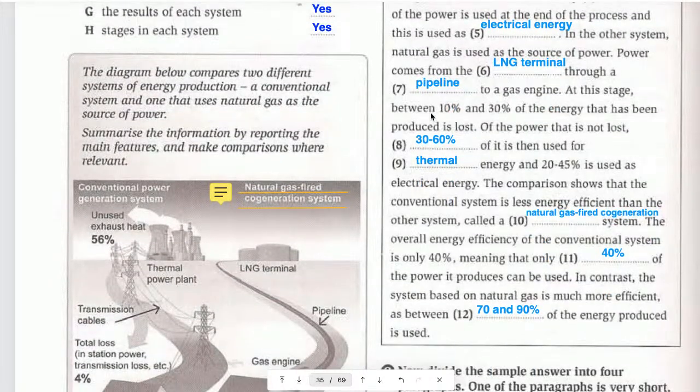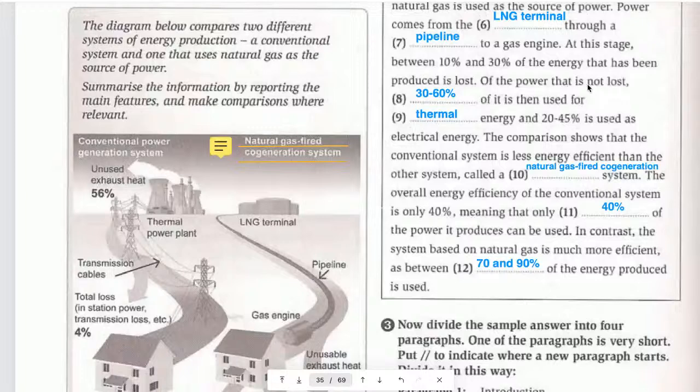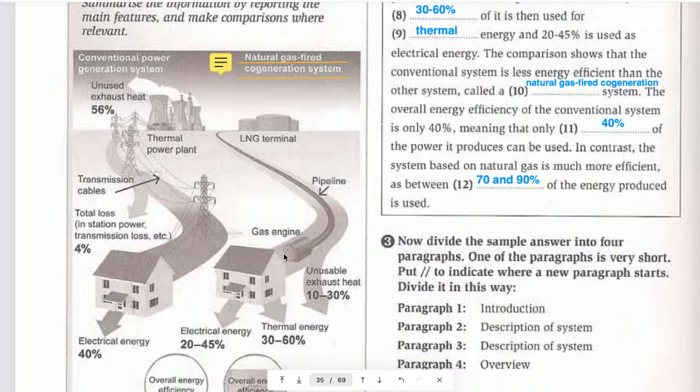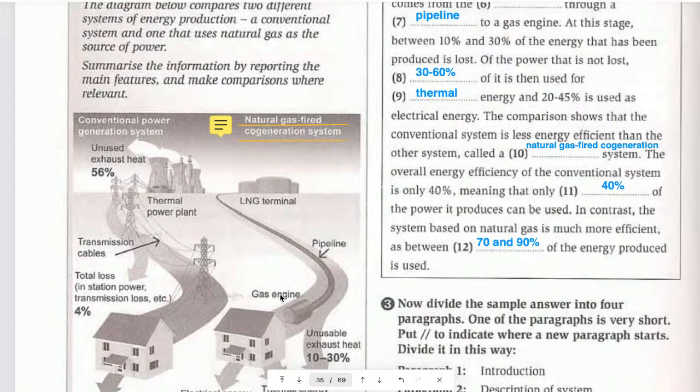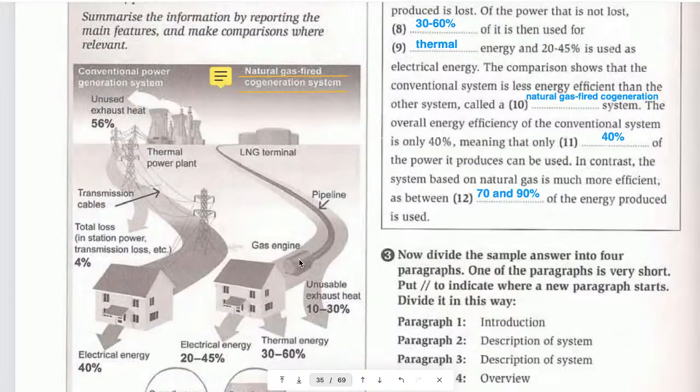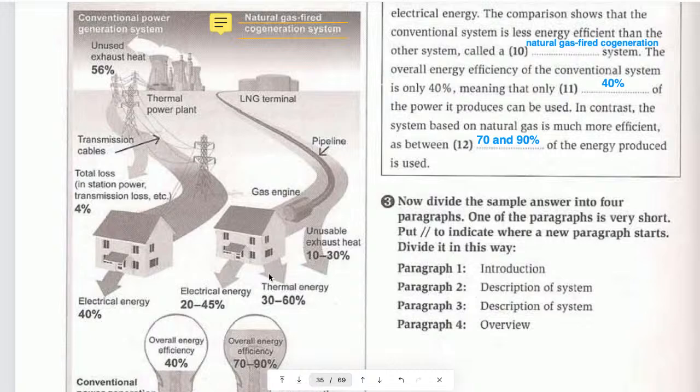At this time, between 10% and 30% of the energy that has been produced is lost. Okay, just stop right there. At this stage, between 10% and 30% of the energy that has been produced is lost. So at this gas engine stage here, okay, what? Where does that mention?